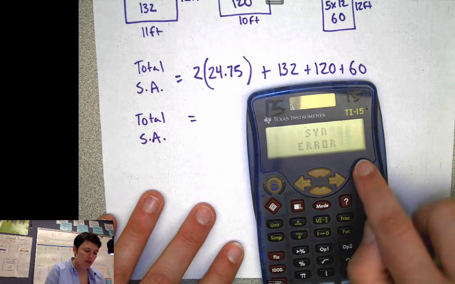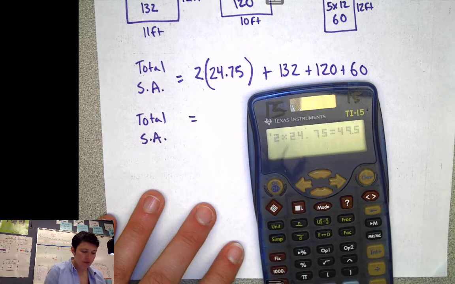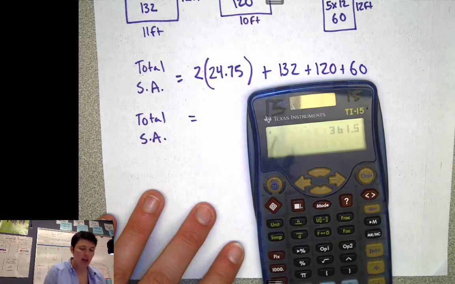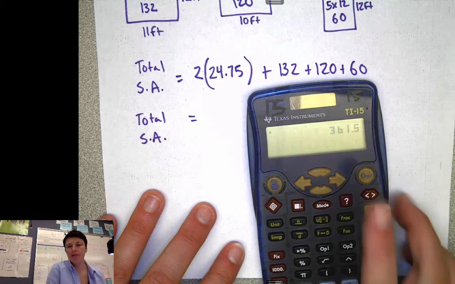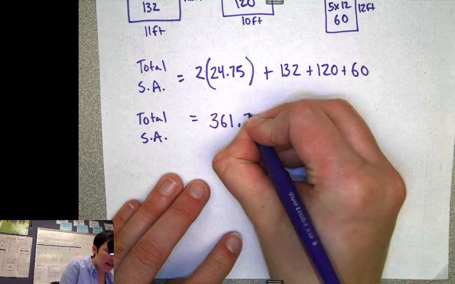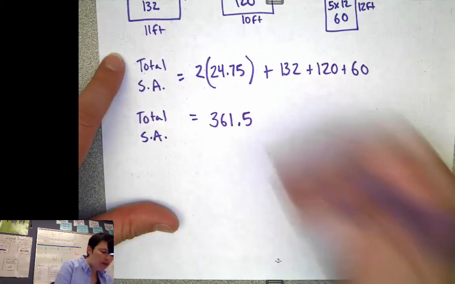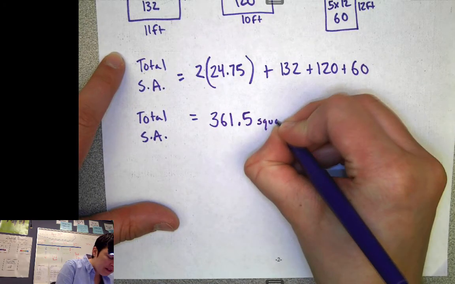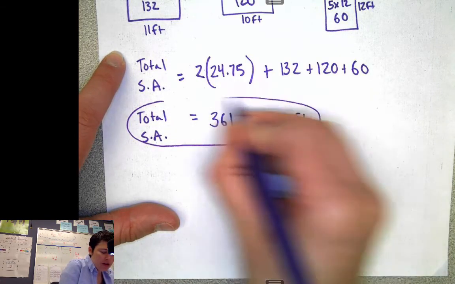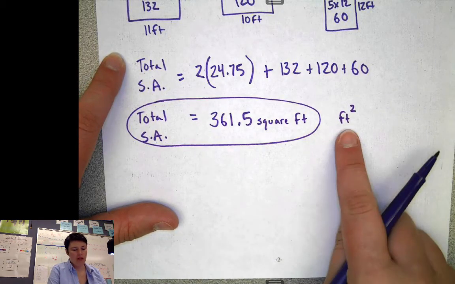And that adds up to, oh, an error. That's funny. 2 times 24.75 plus the 132 plus the 120 plus the 60. There shouldn't be an error. There we go. 361.5. So total surface area is 361.5. And then I need units. So remember, everything was being measured in feet. So we're going to write square feet. And there's our answer. I'm going to circle that one. Or if you'd rather write feet squared like that, you can write it like that also. This means the same as that.